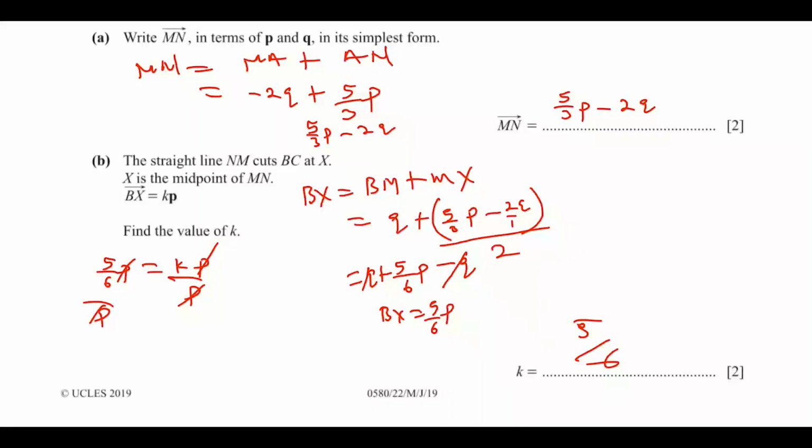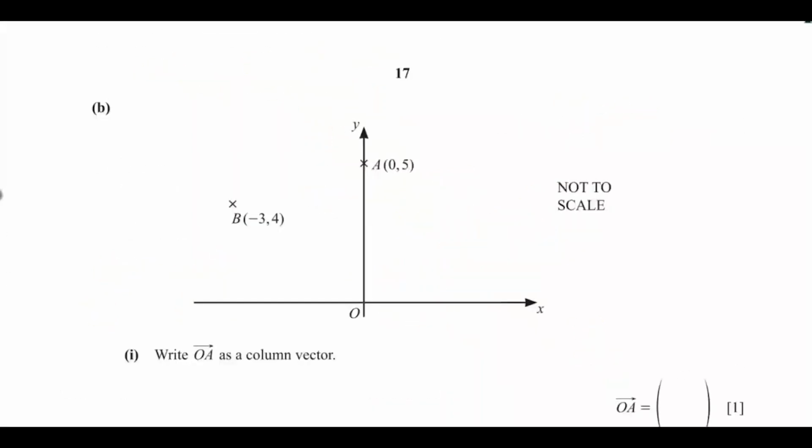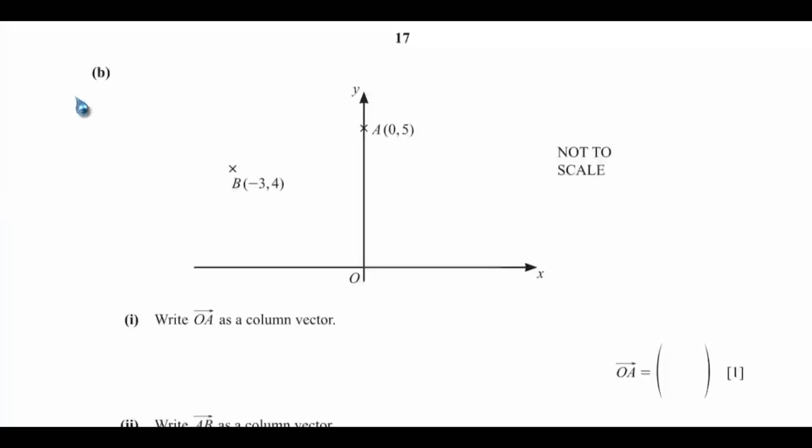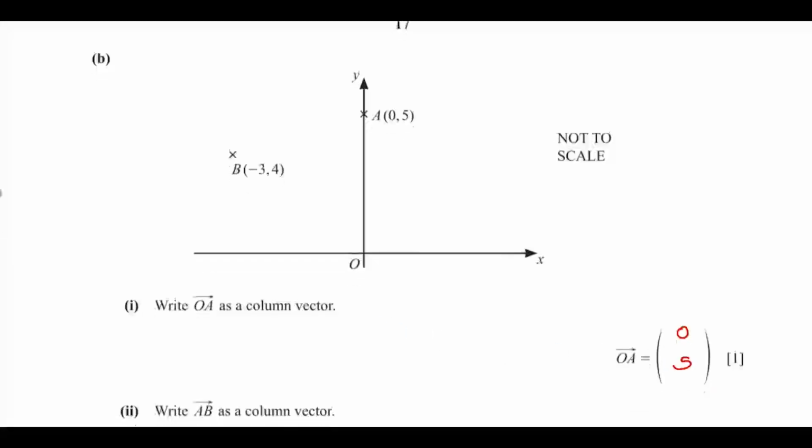So let's go to the next question. We have this diagram here. I can't find the number, but it's from 058042 October November 2019. I forgot to take note of the number of the question. Write OA as a column vector. So you are moving from O to A. There is no distance for x. So x equals to 0 and y equals to 5. So you have 0 against 5.